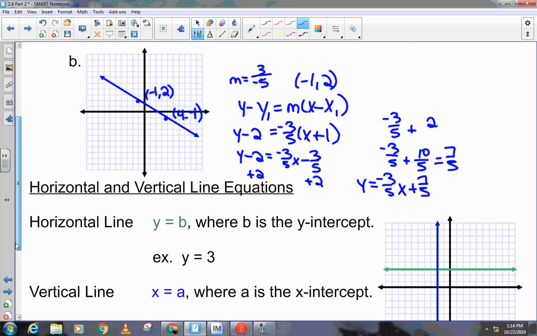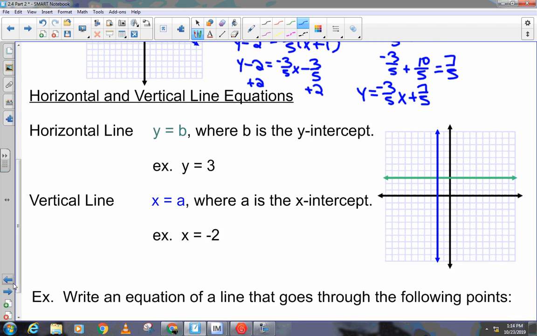Okay, now, other special situations is when we have horizontal and vertical lines. Now, a horizontal line goes like this, right? Like the horizon. What axis does it go through?